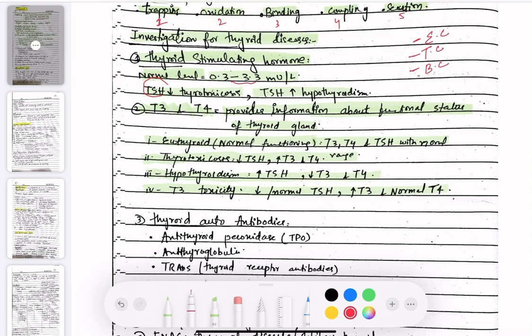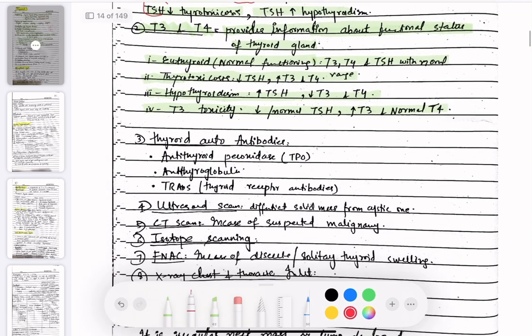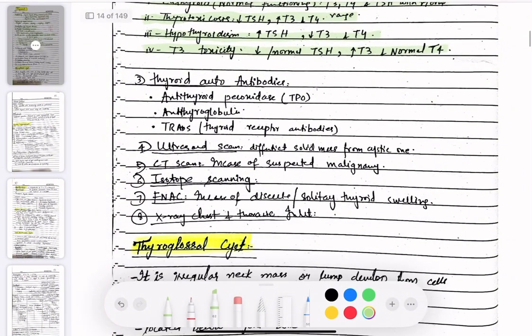Okay, now coming towards the thyroid autoantibodies. The thyroid autoantibodies checked are anti-thyroid peroxidase, anti-thyroglobulin and thyroid receptor antibodies. Okay, thyroid antibodies: anti-thyroid peroxidase, anti-thyroglobulin and thyroid receptor antibodies.